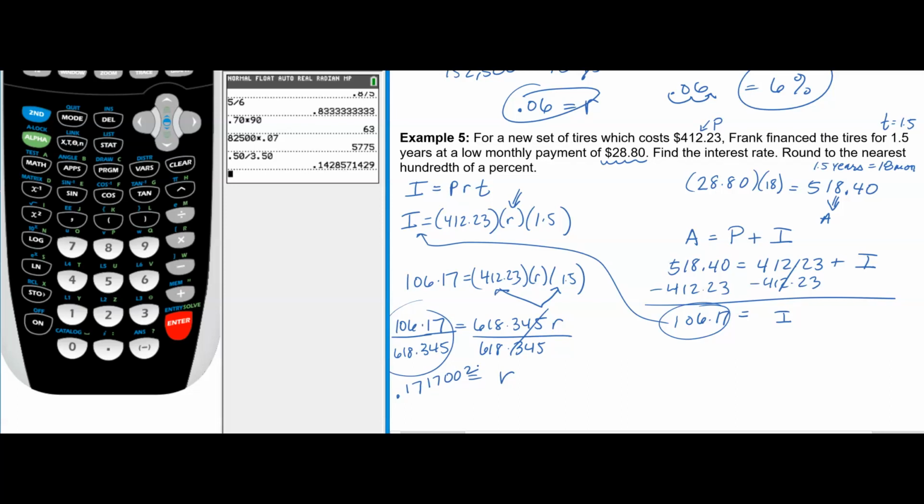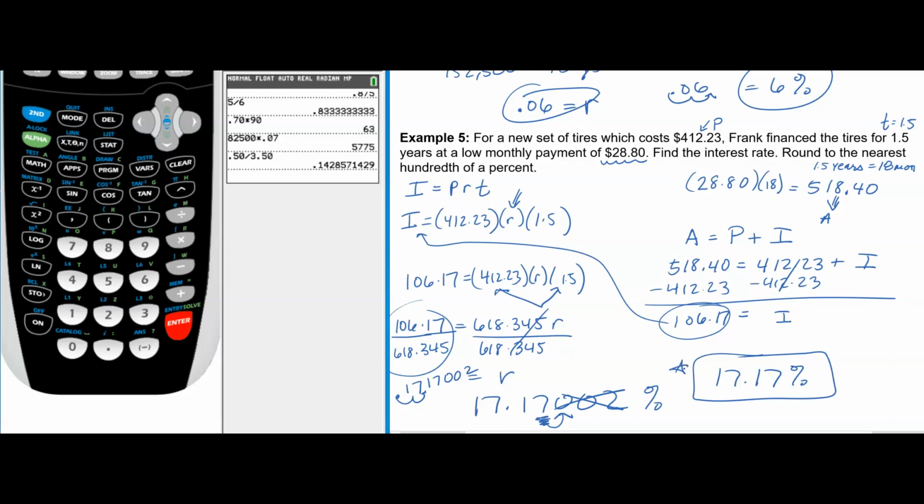0.17170002, and it says to round to the nearest hundredth of a percent. So the first thing I would do is make that a percentage. I'm going to take this decimal and move it 2 spots to the right, so 17.170002%. Then I identify where the hundredths place is. That's right here. I look to the right, it's a 0, so that means leave that 7 alone, and those digits at the end go away. So 17.17% is the interest rate this person paid in order to make monthly payments.